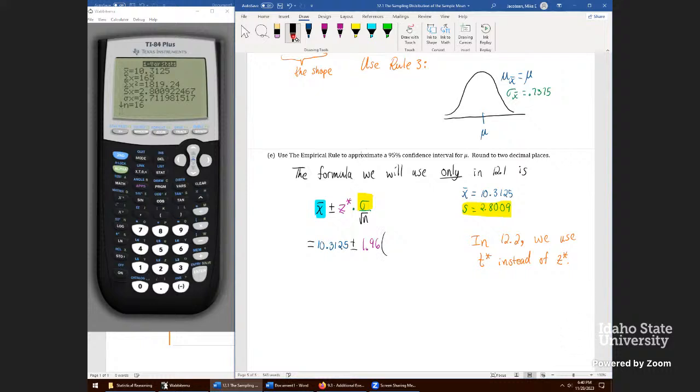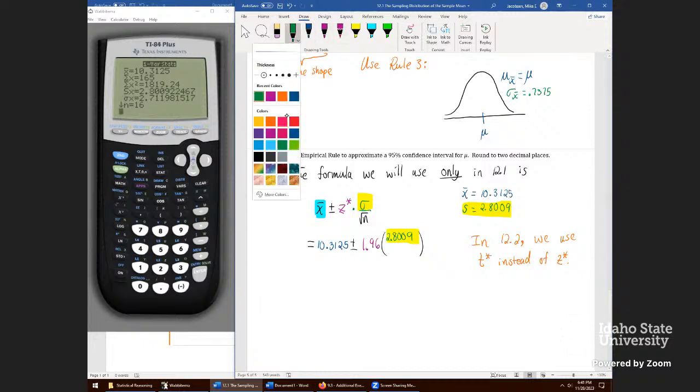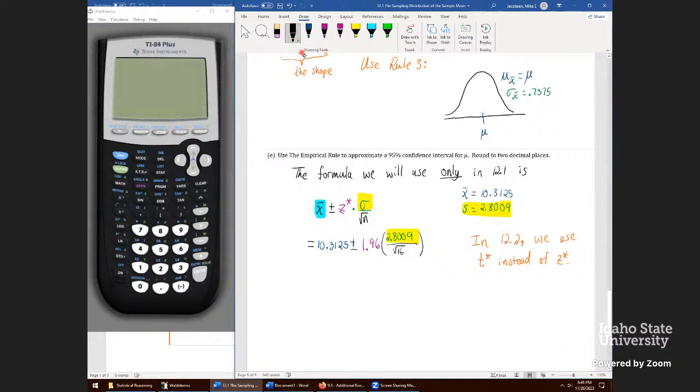And that's going to multiply the value for S in place of sigma. We're making an estimate already right in this location. So 2.8009 goes right here in place of sigma. And then down below, it'll be the square root of 16, or just 4 if you prefer. So that's our entire method.